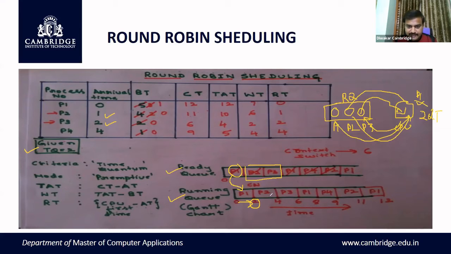Next, what happens here? Process P1 is still there because its CPU burst time is 5. It has executed 2 units, and another 3 units are still left to execute. In this case, P1 will be preempted and brought back to the ready queue. Now it will be attached to the end of the queue, after P2 and P3.